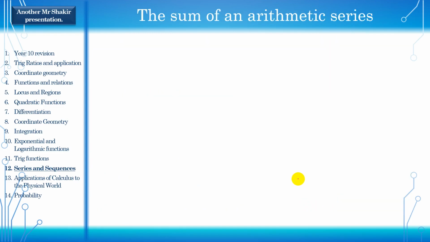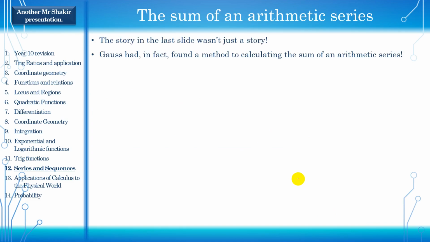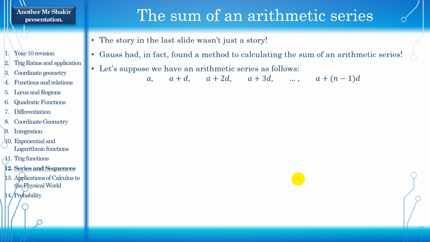Now, why did I tell you that story? Well, the story on the last slide wasn't just a story, right? Gauss had in fact found a method for calculating the sum of an arithmetic series. The method he used is the exact method that we still use today. And this is what you're going to be learning as well. So let's say we have an arithmetic series as follows: a plus (a plus d) plus (a plus 2d), all the way to a plus (n minus 1)d.